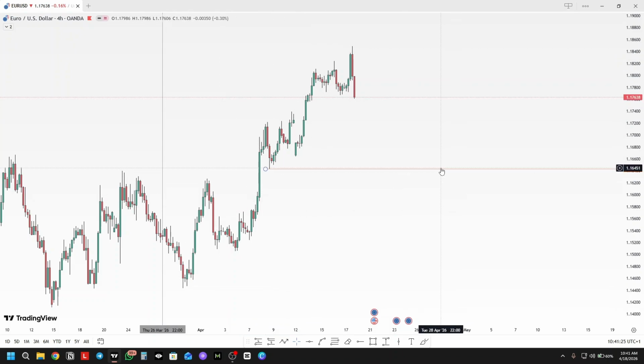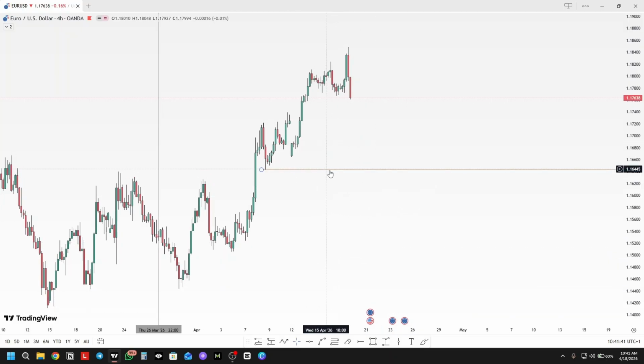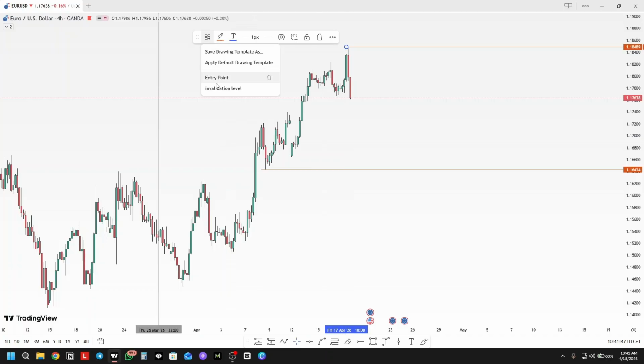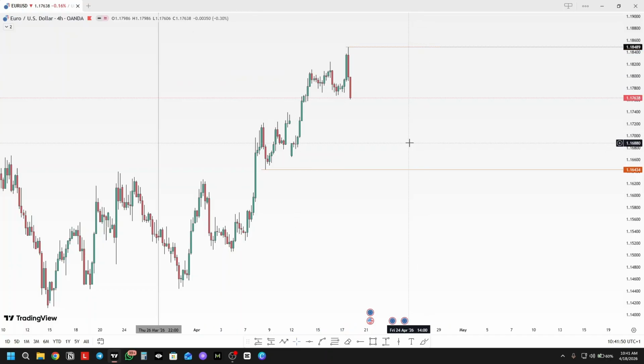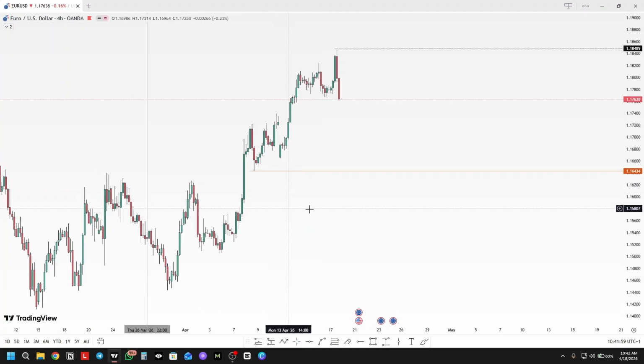This is my invalidation level, which means if price should break through and hit my stop loss, then I'm out of the trade, because that invalidates my entry, my trade. So this is the lowest low. Then this is the highest high. Lowest nearest low, highest nearest high, and it's coming into play, right?